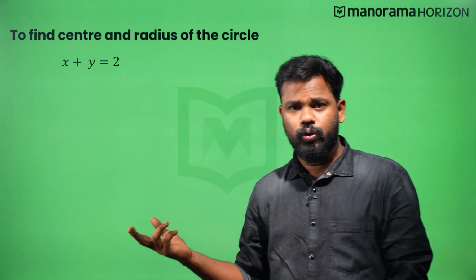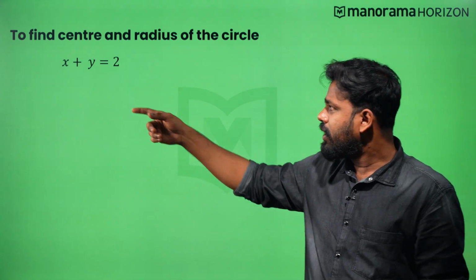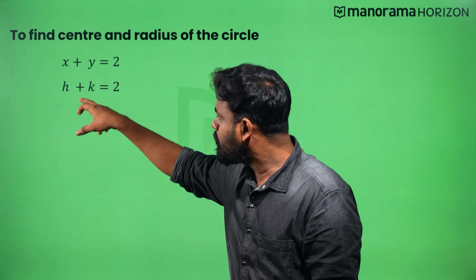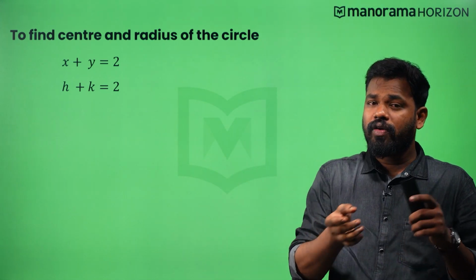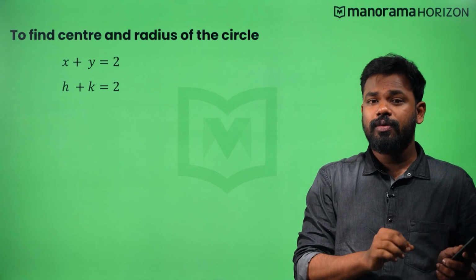x plus y is equal to 2. And when it is passing through that, you can put in place of x and y what? h and k, and you get it as h plus k is equal to 2. So now you are getting another equation in h and k, and you have already got another equation before in terms of what? h and k.